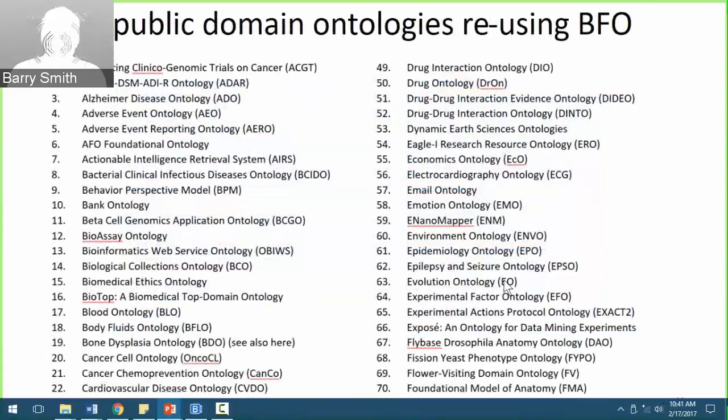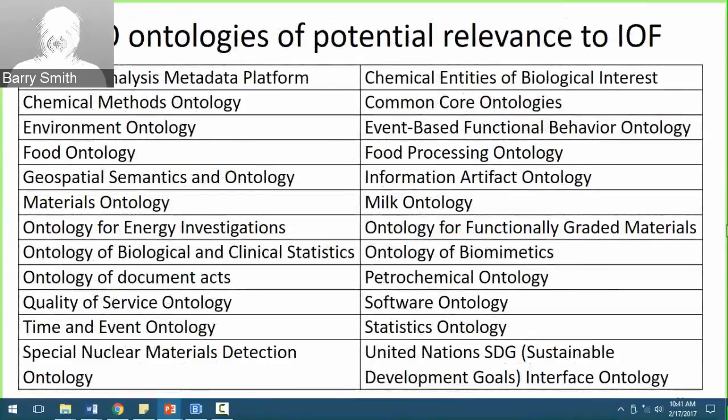So these are some of the ontologies using BFO, some of them within the OBO Foundry, some of them within other suites, but some of them ontologies which are not part of any kind of suite. And then these are ontologies which I believe might be of relevance to the IOF. They already exist, they're based on BFO, and we can explore some of them immediately. So for instance, the milk ontology or the petrochemical ontology.